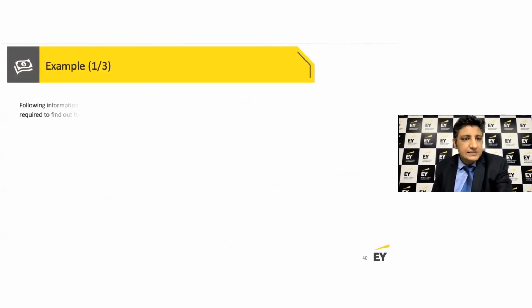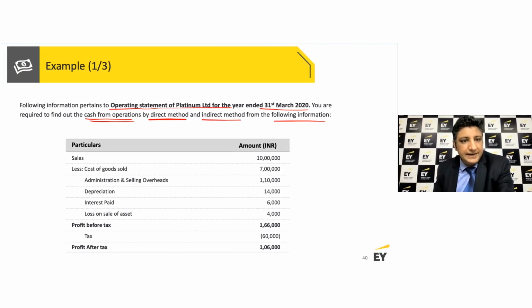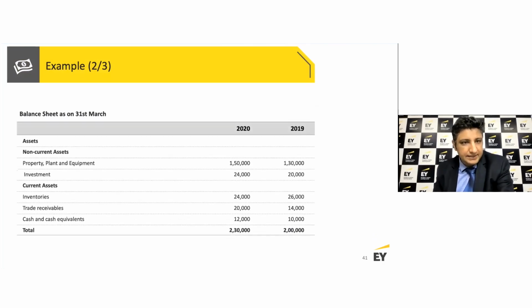Let's have a look at this example. It says that the following information pertains to operating statements of Platinum Limited for the year ended 31st of March 20. You're required to find out the cash from operations. As we said, it's not the entire statement of cash flows, but the cash from operations, which is basically about your cash flows from operating activities, by direct method and indirect method given the following information. Now we are provided a complete profit and loss account, statement of profit or loss, and we are also provided the balance sheet for the two comparable years.